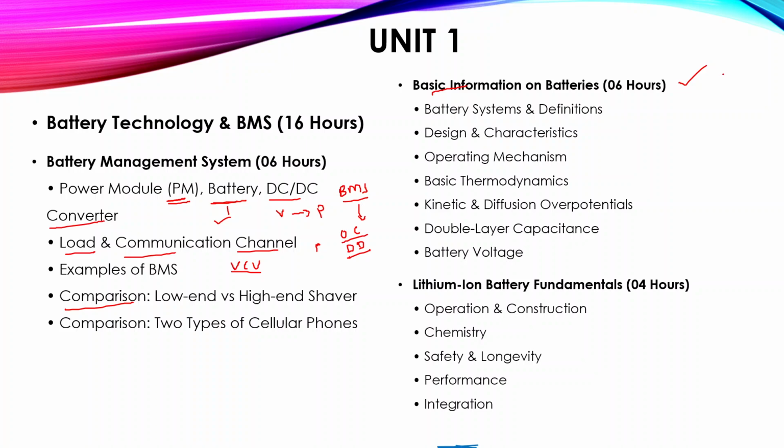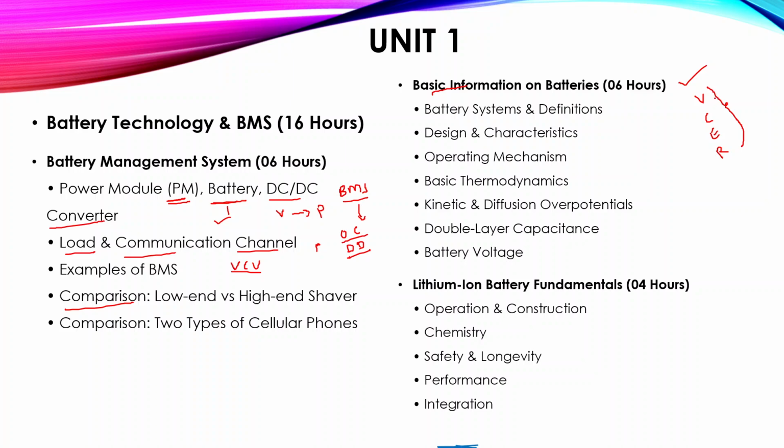Okay, now we need to understand the important battery parameters, which include voltage, capacity, and energy density, as well as the internal resistance. Okay, these four parameters we need to understand first in the basics of battery.